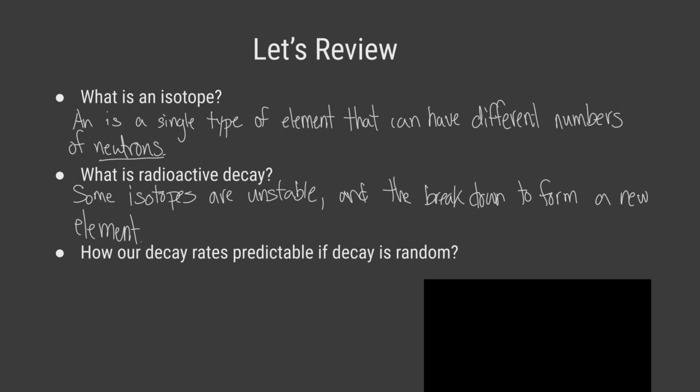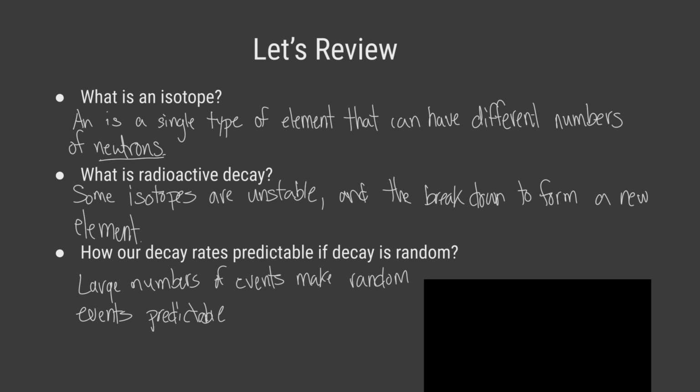That's radioactive decay. And then we talked about the fact that radioactive decay is completely random. We can't predict when a single atom is going to decay in a sample. So how can we accurately predict when half of that element will decay? It just has to do with large numbers. How can decay rates be predictable if decay is random? Large numbers of events make random events predictable. Sometimes.